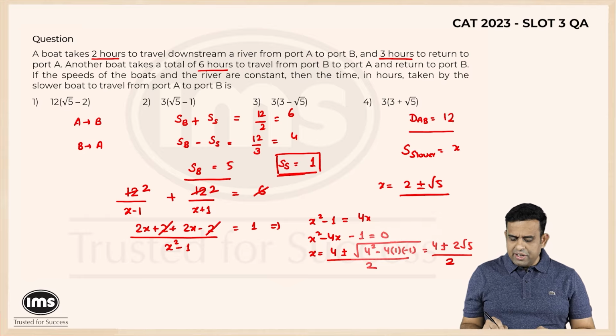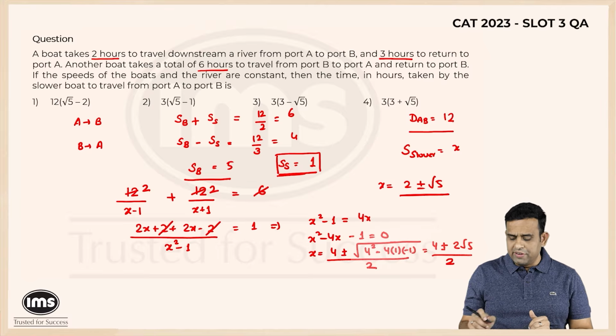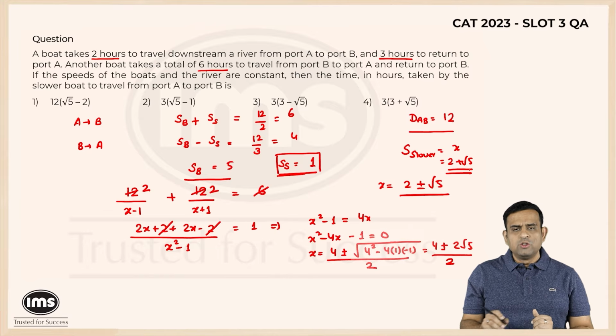Now understand, in this particular case, since the value of x needs to be more than 1, it has to be positive. So I will negate the quantity 2 minus root 5. So I will assume this particular x to be equal to 2 plus root 5. So we have found out the speed of the slower boat.